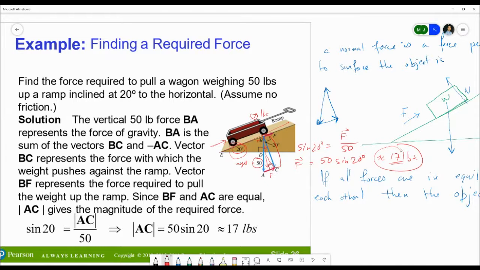Okay, now a lot of these force problems will imply that no friction is involved here, so basically, we can assume there's no friction. But of course, there's always friction. If that's the case, we have to account for the friction coefficient, which makes this problem much more complicated. So, yeah, and that's it.